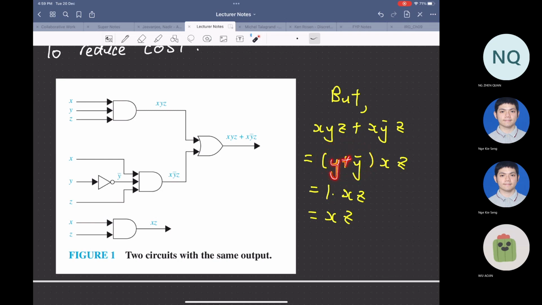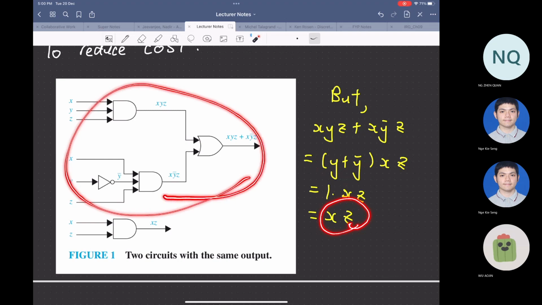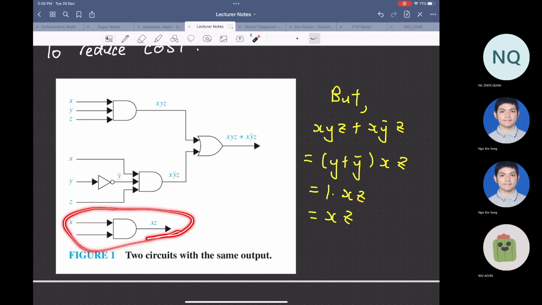Then y plus y bar. How do you imagine this? True or false is always true, so 1. Well, 1 is true, right? So P or not P is true. What do we call it? Tautology. Yes, tautology. So it's always 1. So you can get rid of y plus y bar. So it's actually exact. Instead of using 4 of these gates, you can just consider this.